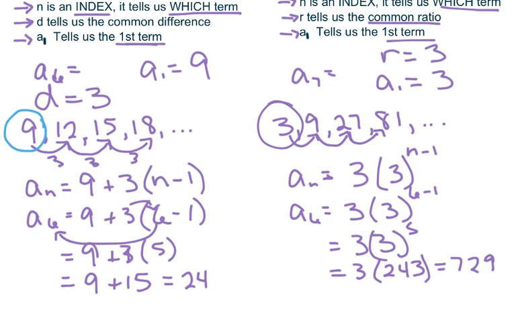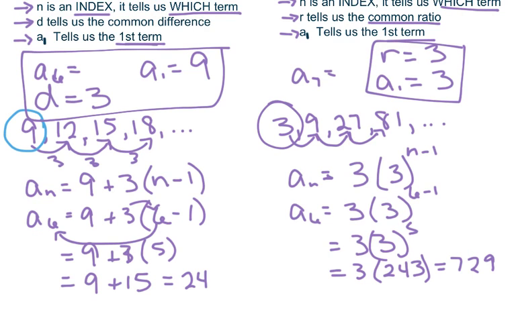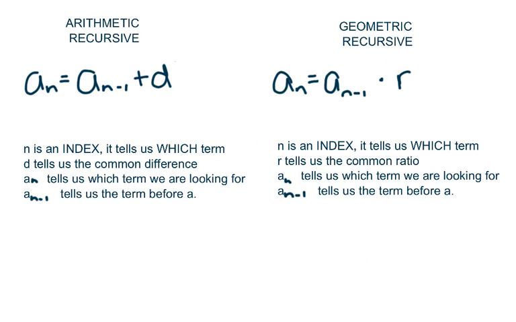I know these were really quick. You're going to get lots of practice in class. The important thing is that you know how to find r and a of 1, and that you understand that this n value is just talking about which term in the sequence. So those are explicit formulas.